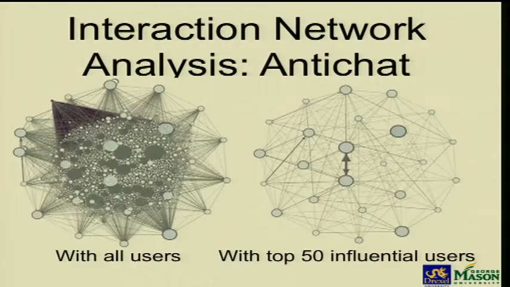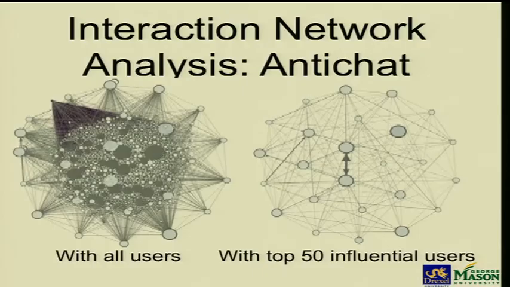So graph analysis is a way to reduce the set of people that you want to look at. So after you remove the non-influential members from the graph, you end up with a very dense graph of influential members. So this is the graph we got from AntiChat. Here you can see that the influential users in the forum are very highly connected with each other.